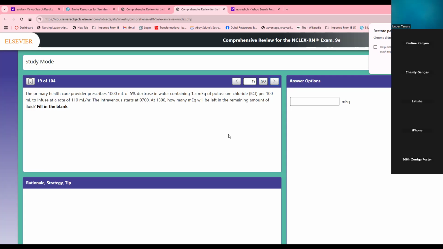Wait a minute. Let me look at this one for a second. Now let's skip this one. You guys can do it if you want to. Not too sure that you're going to see something like that on the test. Let's do this one. Okay, what is this asking you? How many drops per minute? Okay, so now what's your formula? Volume over time times the drop factor.